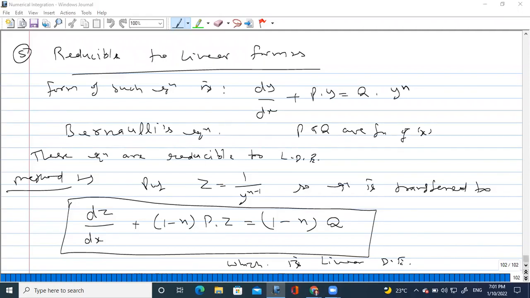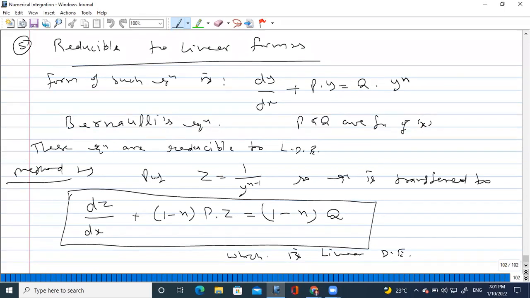Okay, so yesterday I told you this form that is reducible to linear form, linear differential equation. So let us see one example of this.